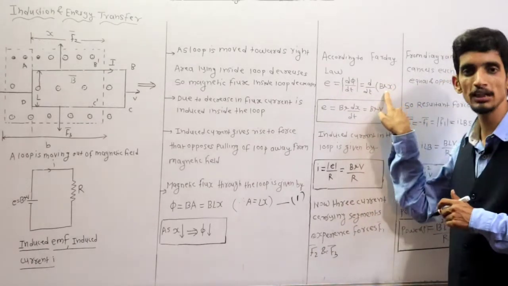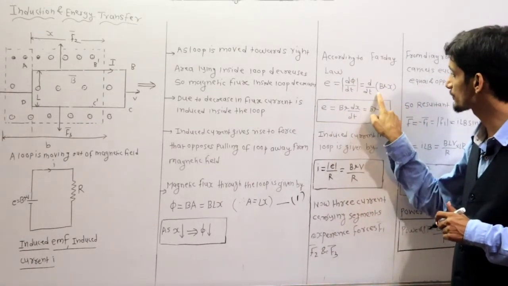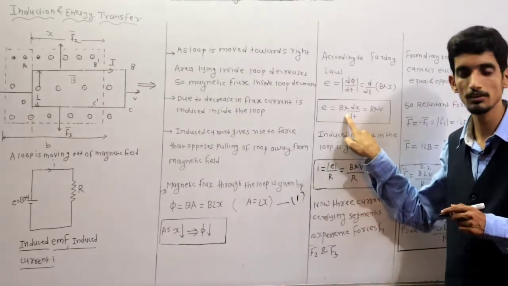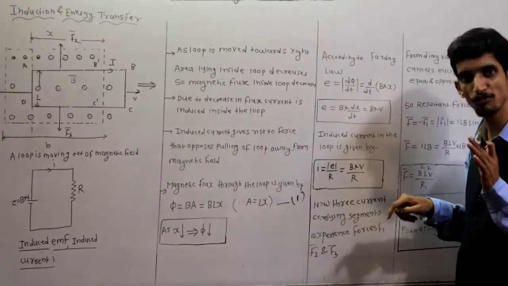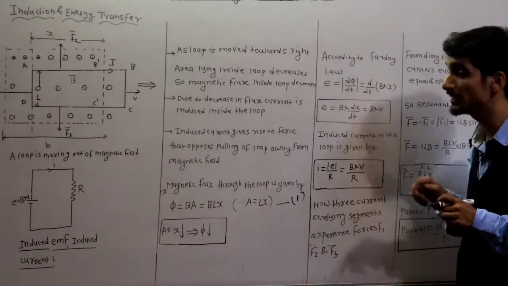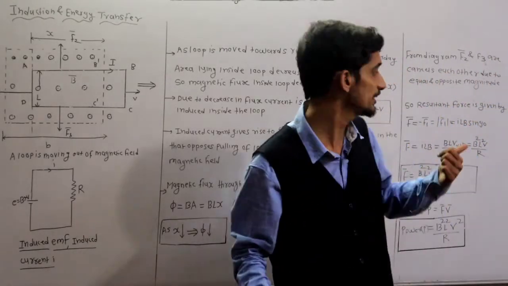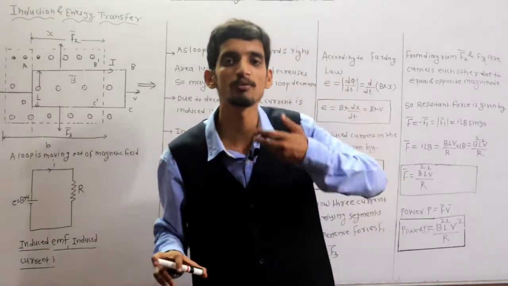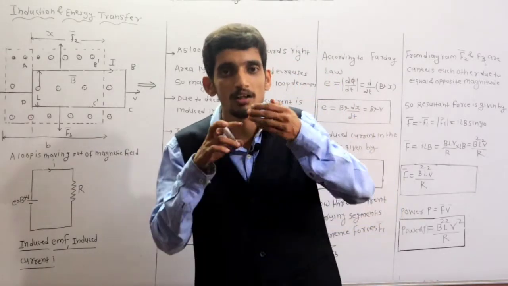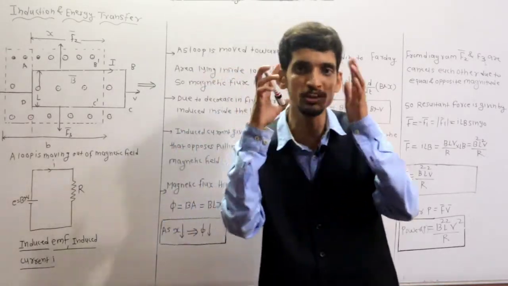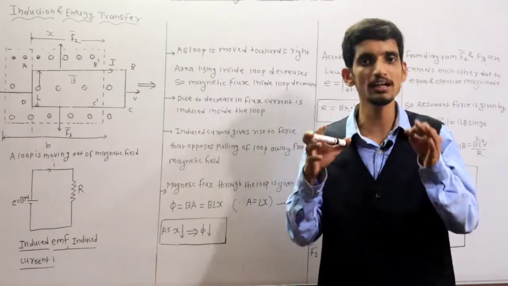So I have substituted BLX. So E is B constant, and the length of the conductor, that segment, is constant. B is constant, a uniform magnetic field. So it is dx by dt. Try to correlate how dx by dt comes here. It comes by the mathematical approach, but from the concept point of view, if you think, then also you can easily determine it.